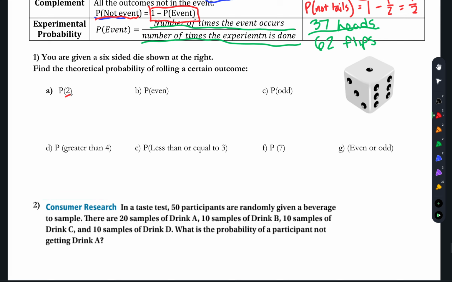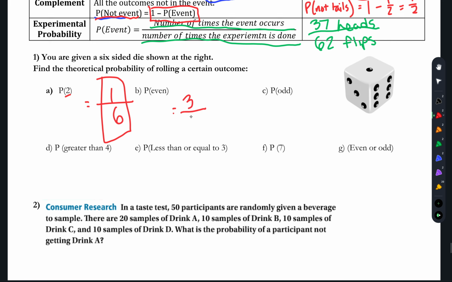So this first one, the probability that we roll a 2. We're going to set up this fraction. The total number of outcomes goes on the bottom. How many total choices are there? There's 6. How many of them are 2? Just one of them. So our probability that we roll a 2 is 1/6. What about the probability that we roll an even number?